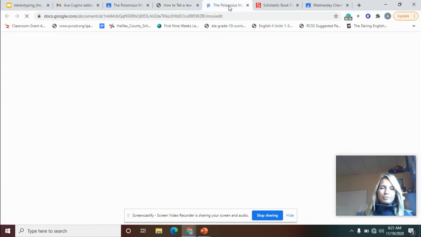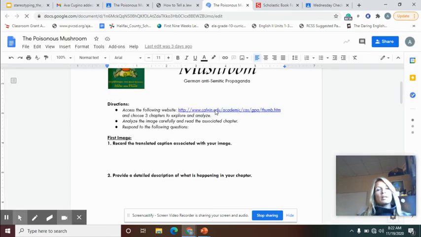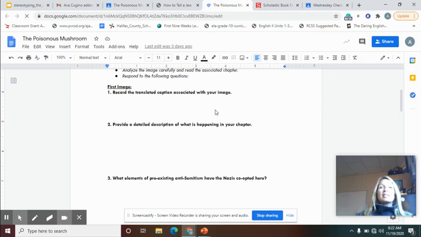Okay, number 3 is asking you what stereotypes were already in place before this book was written that the Nazis are using to their advantage. So, like, what is pretty standard knowledge or a standard prejudice that people have against Jews already. So when it says what elements of pre-existing anti-Semitism have the Nazis co-opted here, what that really means is what stereotypes do you see that were already in place before this book was written, that are anti-Jewish, anti-Semitism, that the Nazis are taking advantage of here or using to their advantage.